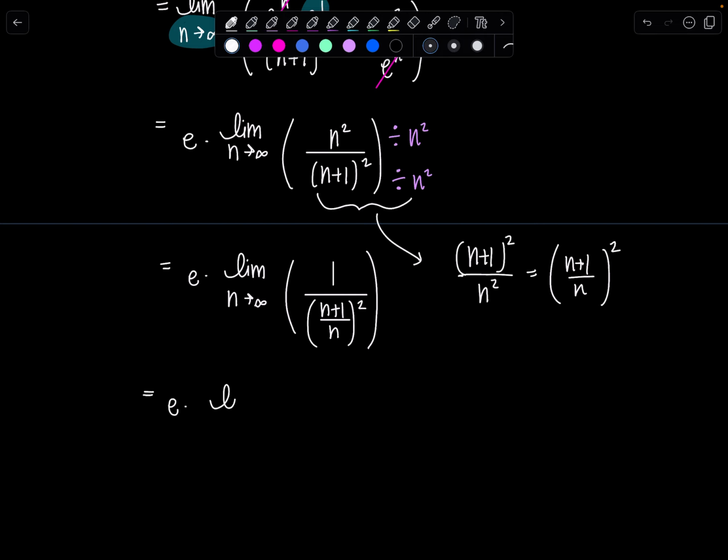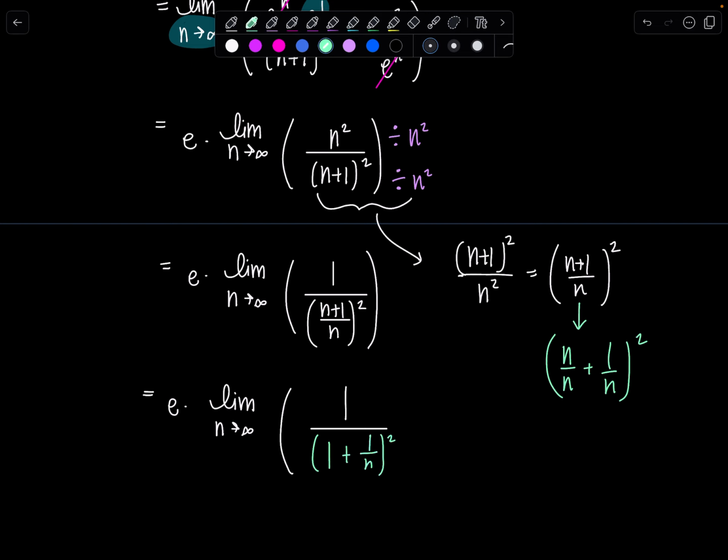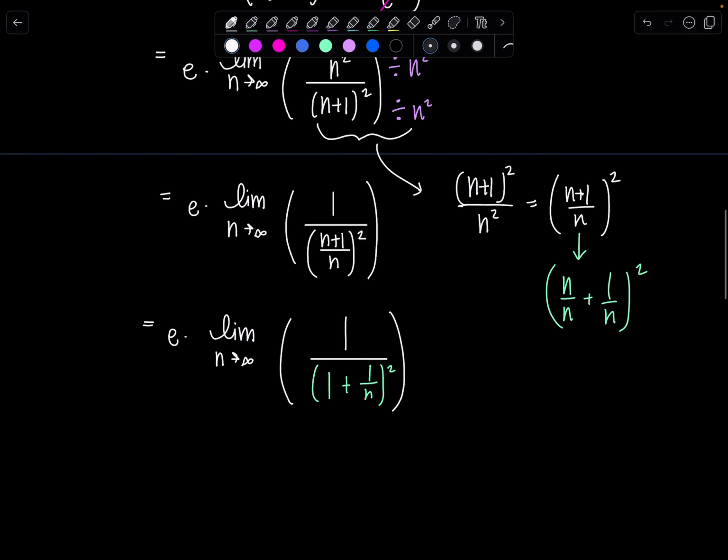So this is e times the limit, n approaches infinity, 1 over, and then I can break this up. Notice this is (n over n plus 1 over n) squared, yes? So all of that is (1 + 1/n) squared. And then at long last, n is approaching infinity, so 1 over n is going to approach 0. That means I just have e times 1 divided by (1 + 0) squared, which is just 1. So the value of the limit is e.